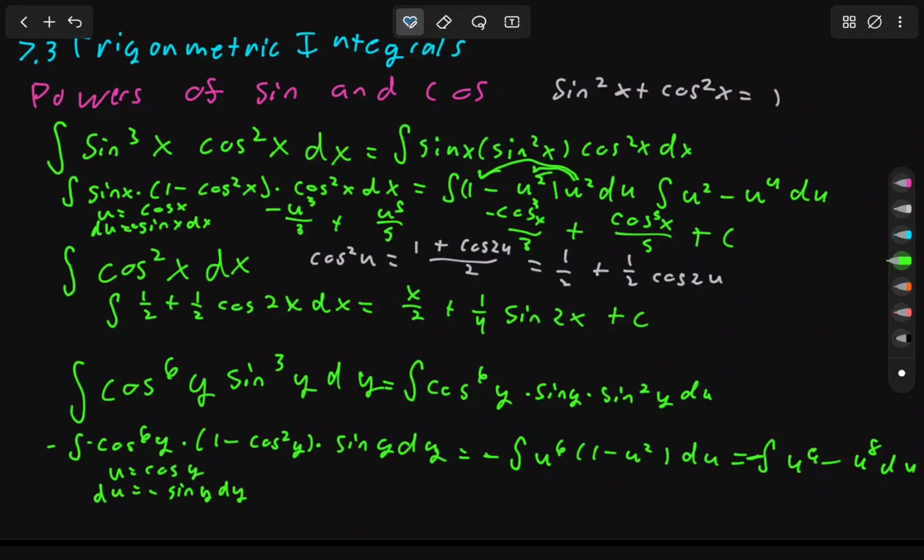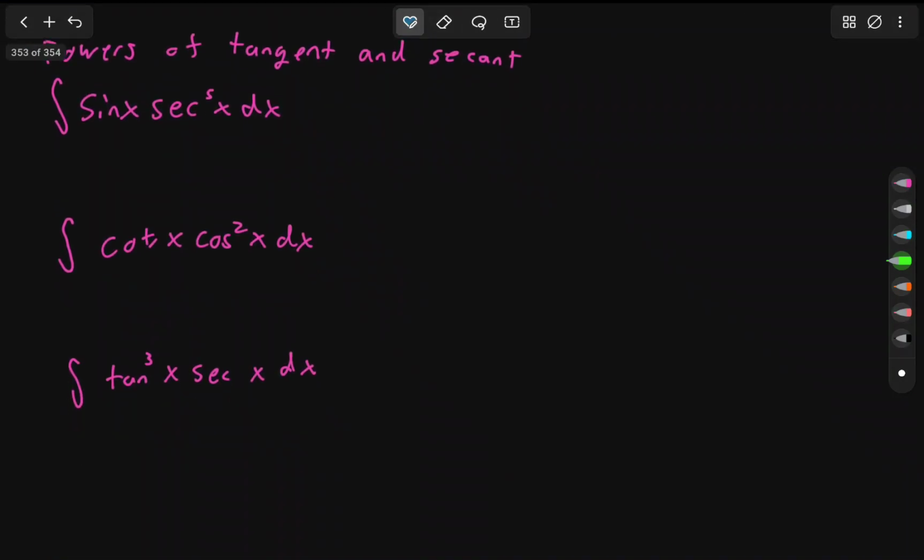Now we evaluate. So we get negative u to the 7th over 7 plus u to the 9th over 9 plus c. Now we just have to substitute back in for cosine. So we get negative cosine to the 7th of y divided by 7 plus cosine to the 9th of y divided by 9 plus c. Now we get to move on to tangents and secants.